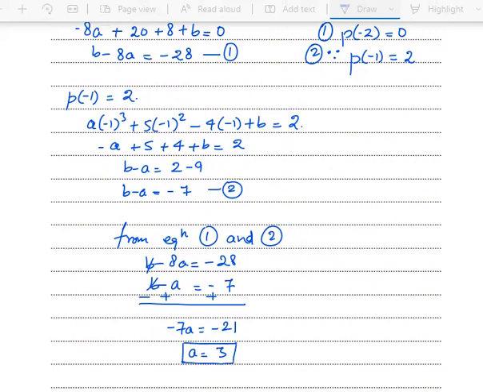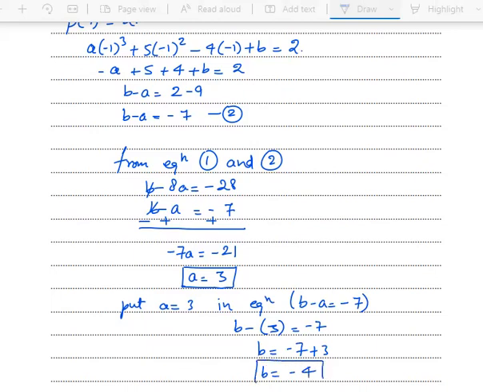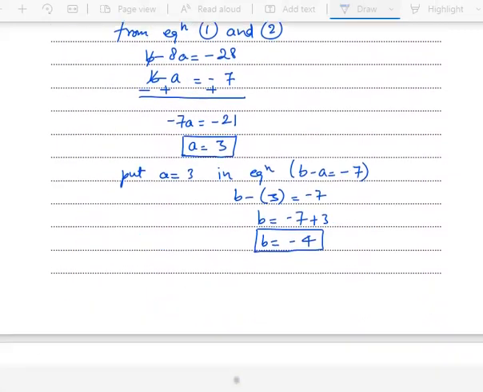Okay. Now plug in the value of a in the equation. Right. Now here I can write, put a equals 3 in the equation b minus a is equal to negative 7. All right. So here we'll get b minus 3 equals minus 7. Therefore, b is equal to, minus 3 will come this side, minus 7 plus 3, b equals minus 4. That's your answer. So a is 3, b is minus 4. Okay. Moving on to the next one.